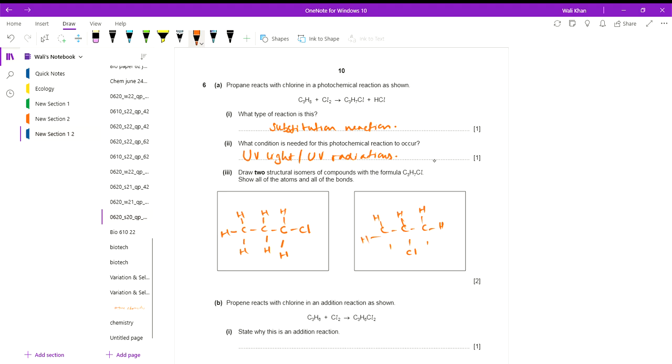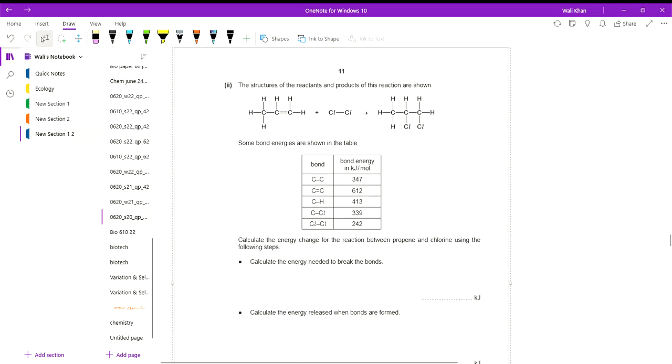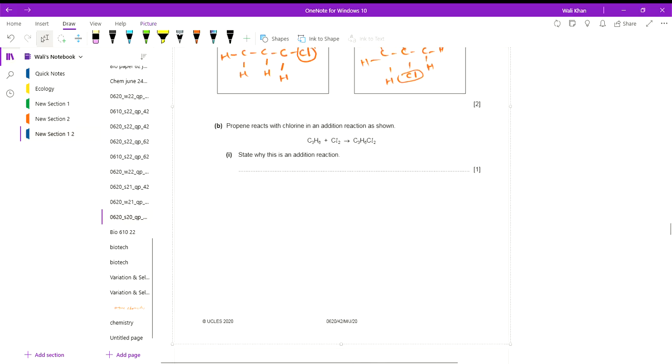तो यहाँ पे हमने कलरिंग डिफरेंट बॉन्ड्स के साथ में शोड अप करके एक कलरिंग हमने यहाँ शोड अप किया, एक हमने यहाँ. प्रोपीन, अब पहले था प्रोपेन का हम बना रहे थे, ठीक है. Now it is propene. आपने इसको अच्छी तरह से पढ़ना है, ठीक है, पेपर को. Propene reacts with chlorine in an addition reaction as shown.